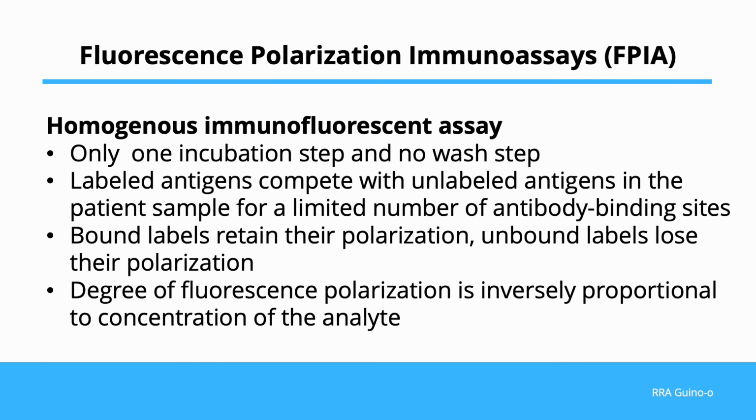Now, our labeled antigens can only retain their polarization if they are bound to antibodies. Once they are unbound, they lose their polarization because in a fluorescence polarization immunoassay, the antigens that are usually used are very small, and therefore, when they are in solution, they begin to rotate or tumble. The degree of fluorescence polarization that we detect in an FPIA is inversely proportional to the concentration of an analyte.